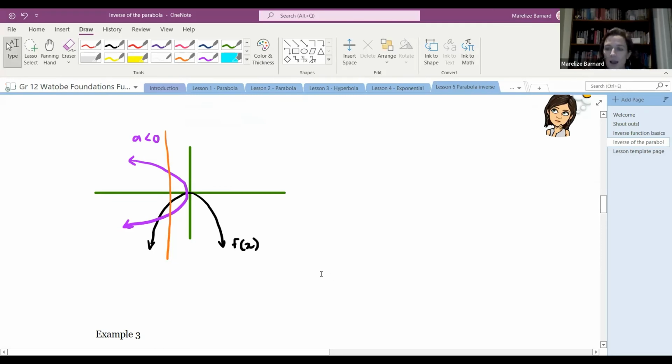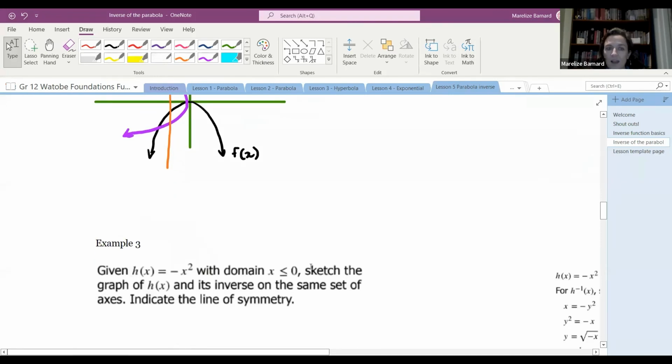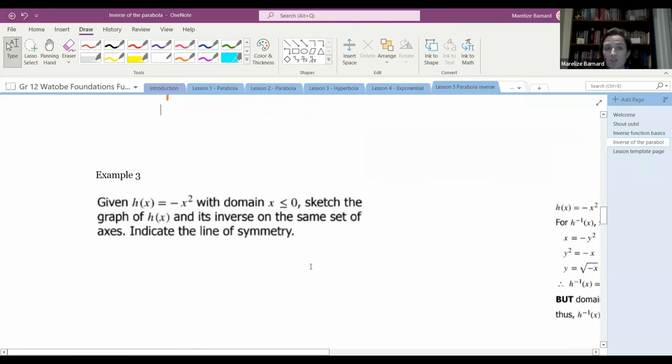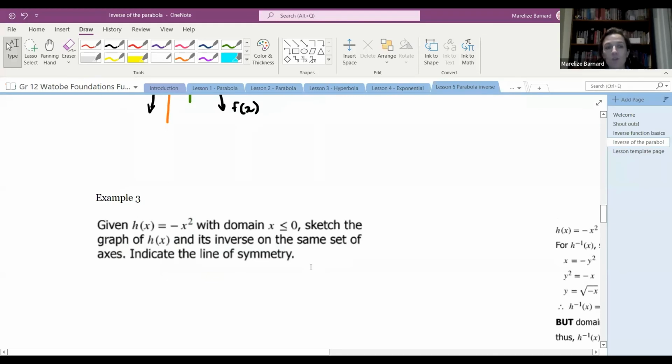Right, we are almost out of time. I'm going to put this question up if anyone wants to try it at home, and we can go over it on Thursday. It's just the graph of minus x squared. See here, the domain restriction is given. The domain restriction is x smaller than or equal to 0. Sketch the graph of h of x and its inverse on the same set of axes, and indicate the line of symmetry. Okay, so I'm going to leave you with that question. Quickly jot it down, and then on Thursday we can go through it.